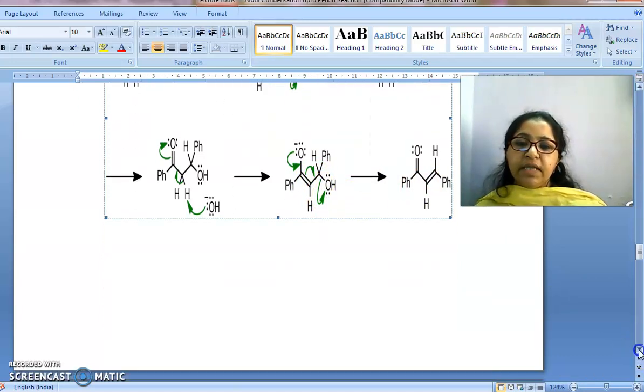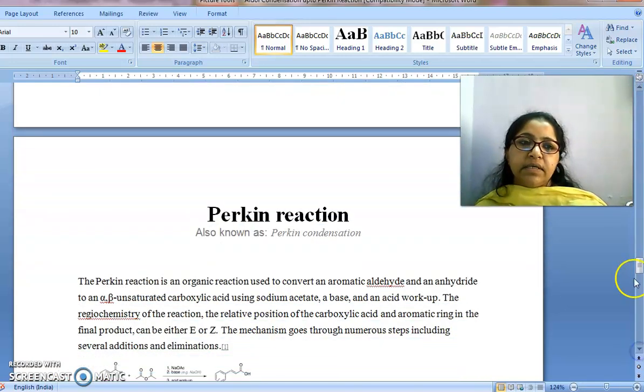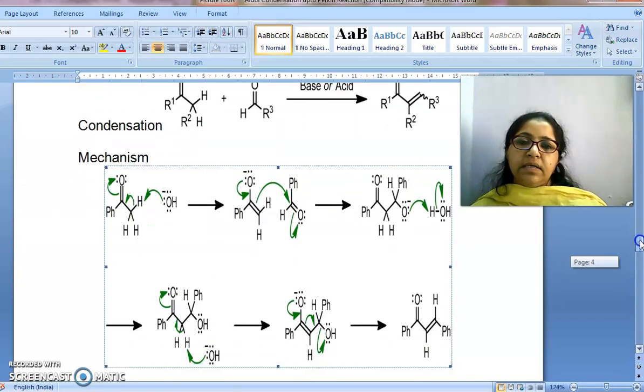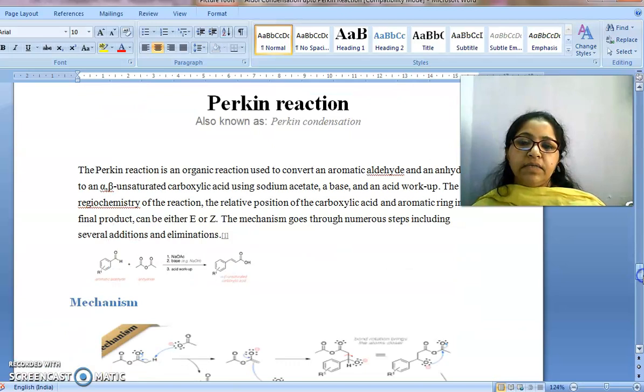If it is acid catalyzed, what is the mechanism? See this. So you can do this acid catalyzed with an acid. In the acid catalyzed, this lone pair will take one proton, and accordingly things will proceed. You can do the mechanism on your own and just see whether it happens or not.